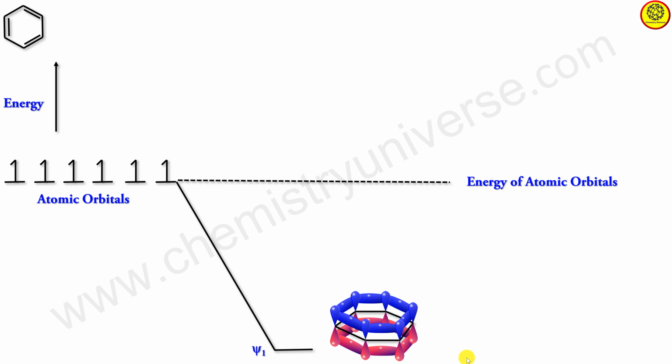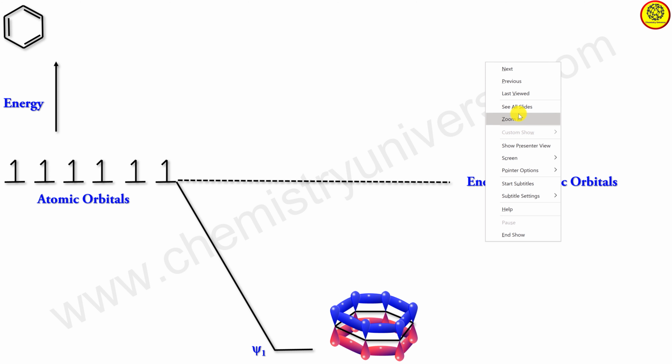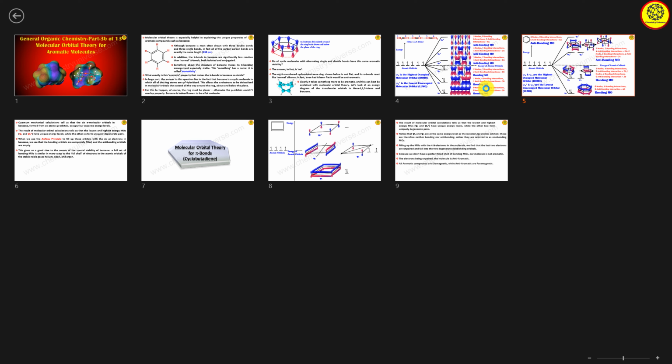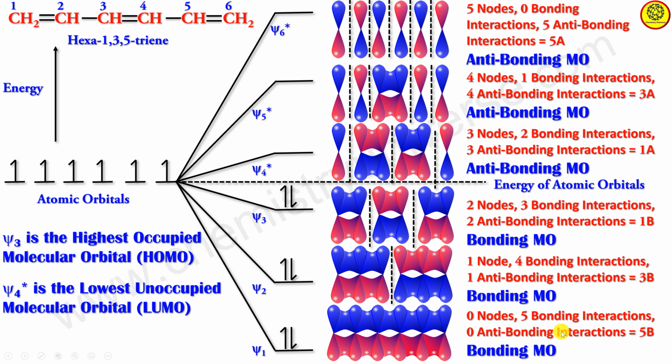Now can you see the bonding interactions have increased? 1, 2, 3, 4, 5, 6. If you remember the previous one, we only had 5. Let's check that also. Yeah. Now if you look at this again, you see 5 bonding, right? There was no node, but there was 5 bonding.